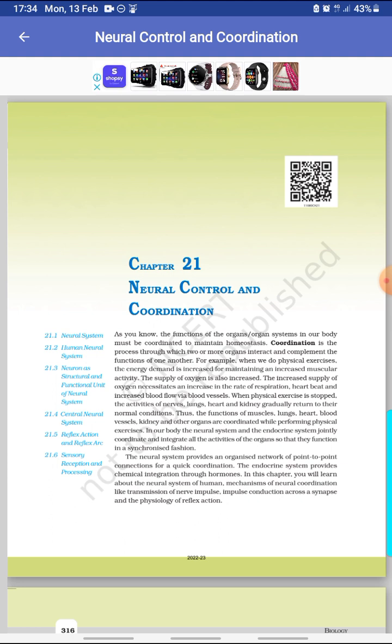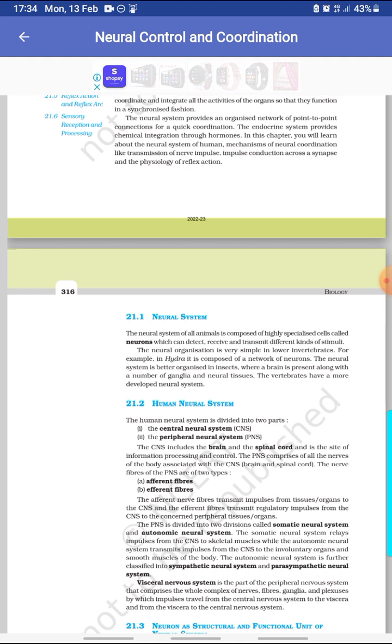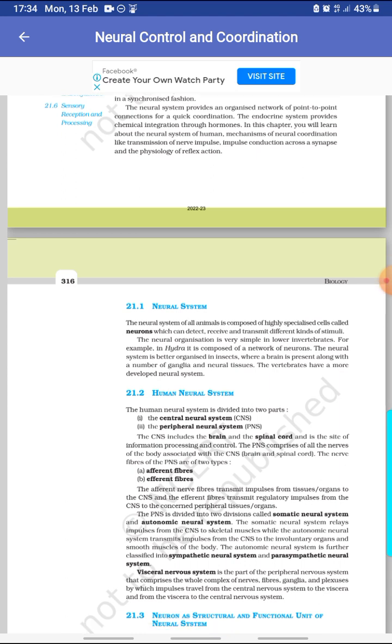In our body, the neural system and the endocrine system jointly coordinate and integrate all the activities of the organs so that they function in a synchronized fashion. The neural system provides an organized network of point to point connections for quick coordination. The endocrine system provides chemical integration through hormones. In this chapter, you will learn about the neural system of human, mechanisms of neural coordination like transmission of nerve impulse, impulse conduction across the synapse, and physiology of reflex action.